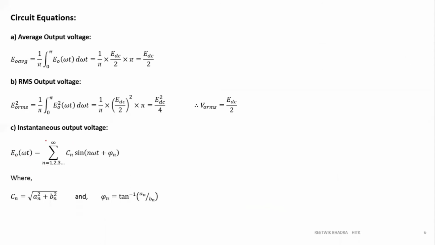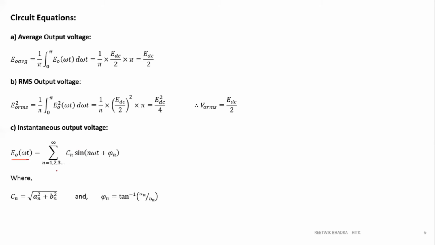So if I write the equation for the instantaneous output voltage, at the output I should consider my voltage as sine. So e0(ωt) is nothing but Cn sin(nωt + φn). Since they are harmonics, φn will depend upon whether your load is resistive or inductive, or you can calculate your an and bn and find out.